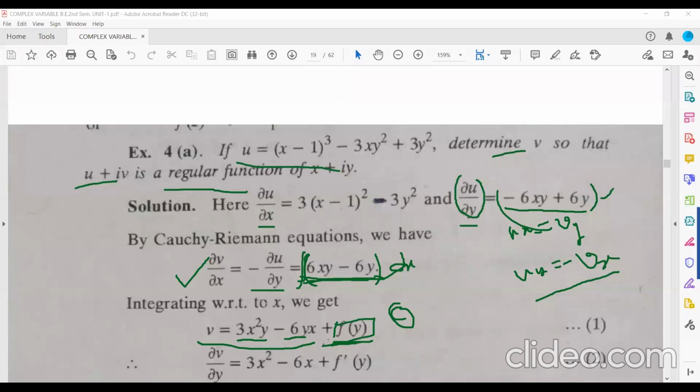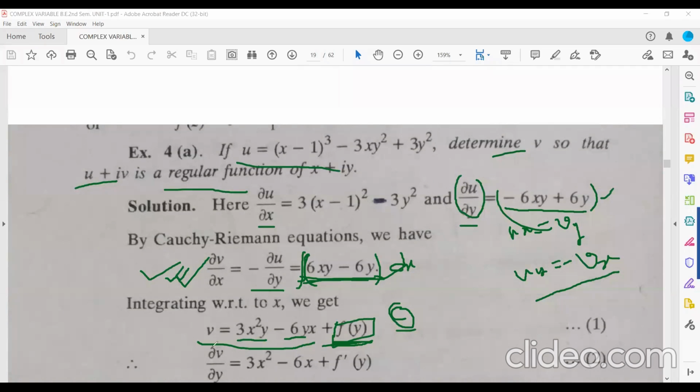Is that clear? Why have I written f of y? Because you are integrating this equation with respect to x, keeping y as constant. While integrating, you write some constant of integration. So in place of this c, you need to write a function of constant, and that will be f of the variable you are considering constant. Here you are considering y as constant, so that will be f of y.